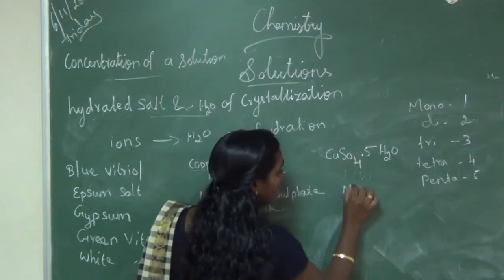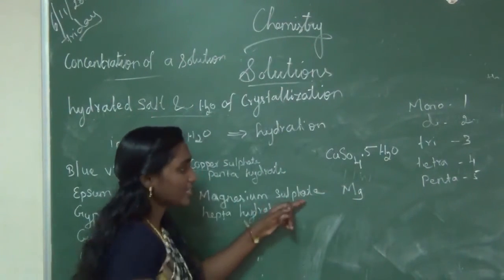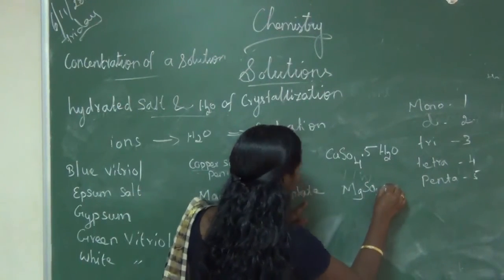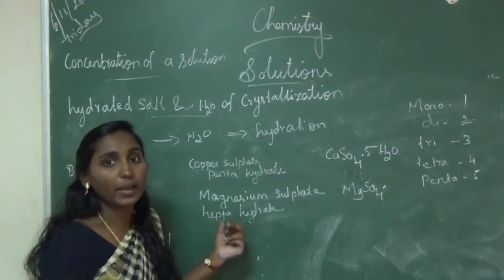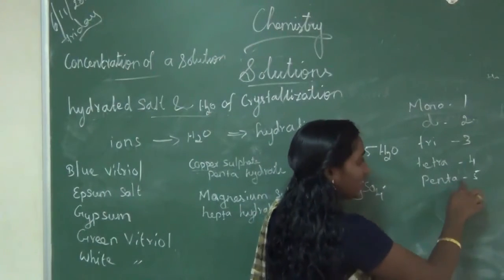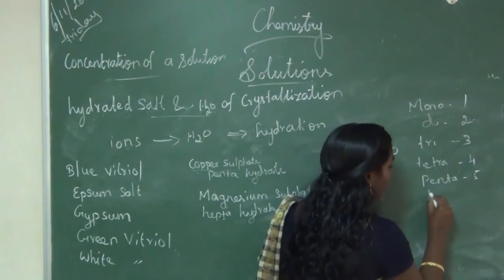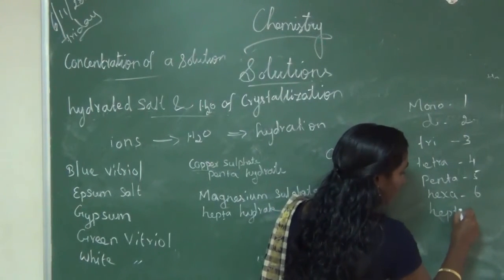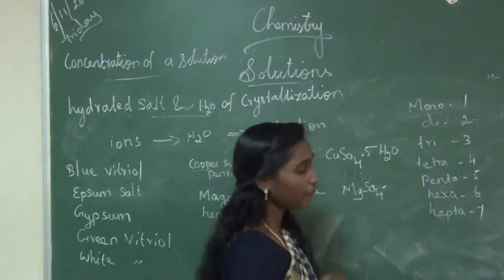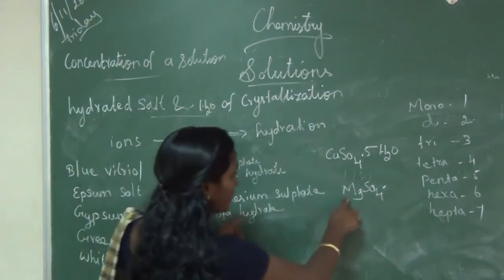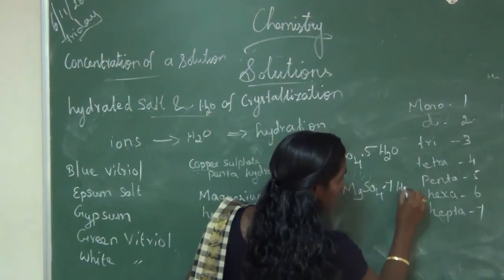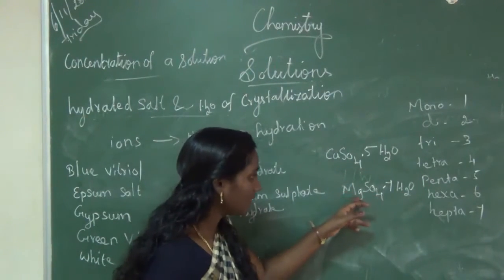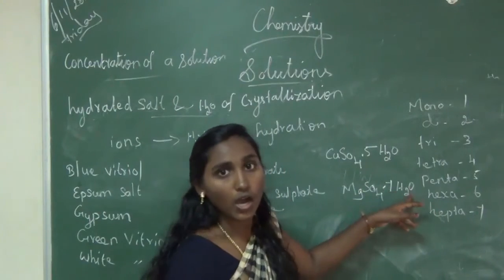The magnesium formula is Mg, right? Mg, sulfate SO4, then put a dot. Then hepta means, listen: penta means 5, right? Then hexa means 6. Then hepta, 7. Okay, hepta means what? 7. So MgSO4.7H2O, that is magnesium sulfate heptahydrate.